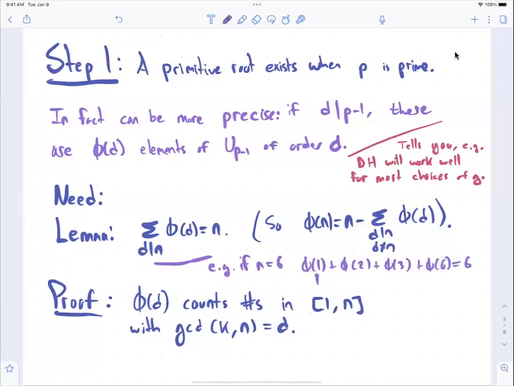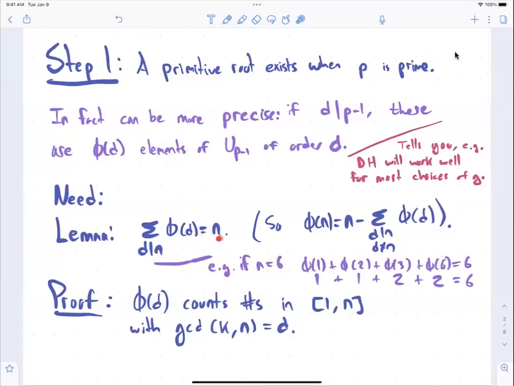And so phi of 1 is 1. Phi of 2 is also 1. Phi of 3 is 2. And then phi of 6, well, the only elements coprime to 6 and less than 6 are 5 and 1. So phi of 6 is also 2. And so we're getting 1 plus 1 plus 2 plus 2 is equal to 6. So that's what this formula says in the case when n is equal to 6.